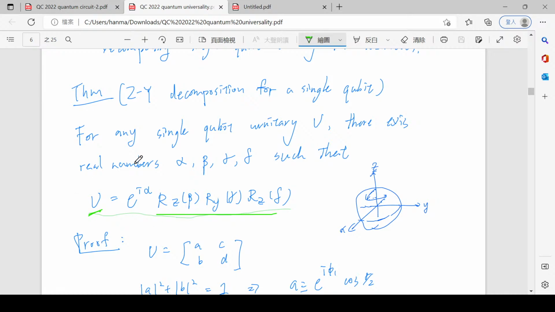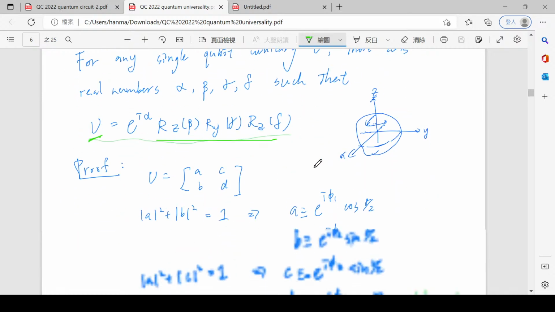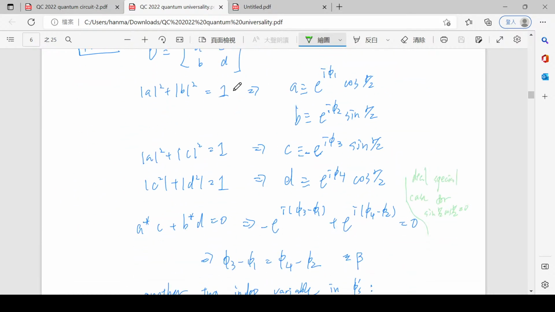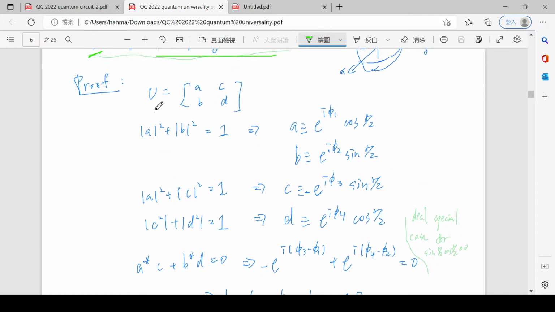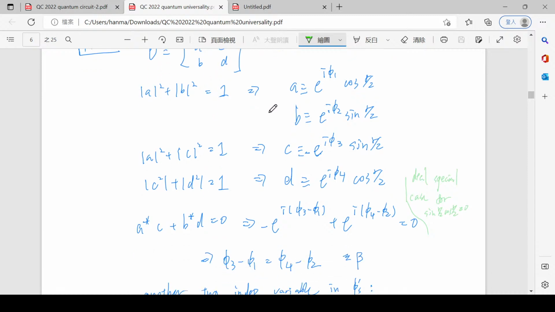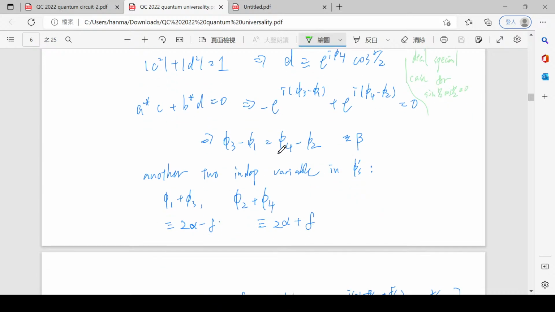And there is a complex number, so there is probably a global phase, and you can prove that with careful calculation. So here we see that you have A, B, C, D, and the details are here and also in the book, so you can check them.